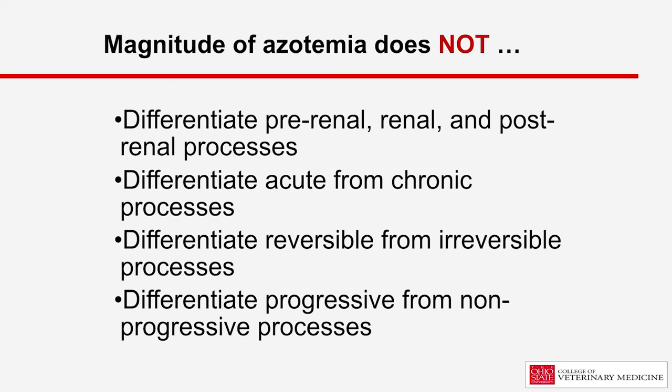An animal with acute kidney injury can have just as severe azotemia as one with chronic. You can't tell reversible from irreversible. You can't tell progressive from non-progressive from the magnitude of azotemia. So although it's important to understand that BUN and creatinine don't go up until you lose 75% of renal glomerular filtration, it's just as important to know what you can't say about one number.